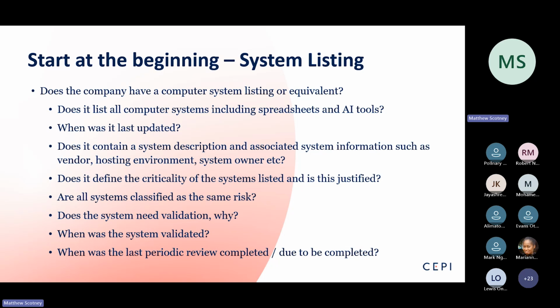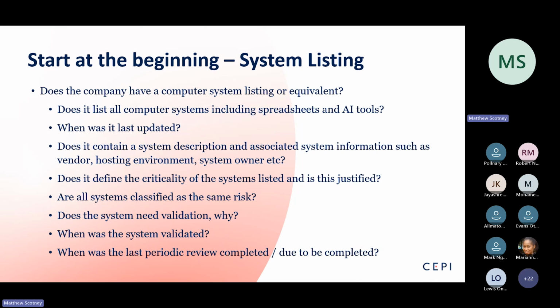Does that listing contain a description and the information, things like who the vendor is, where is it hosted? Is it an on-premise solution? Is it a software as a service solution? Is it a cloud-based solution? Who's the system owner? Because this information is really important. We talked earlier about the system owner being the person who would probably have to go in front of an inspector and start discussing the system and being able to say, yes, it was validated. Yes, we know it's fit for purpose because of X, Y, and Z.